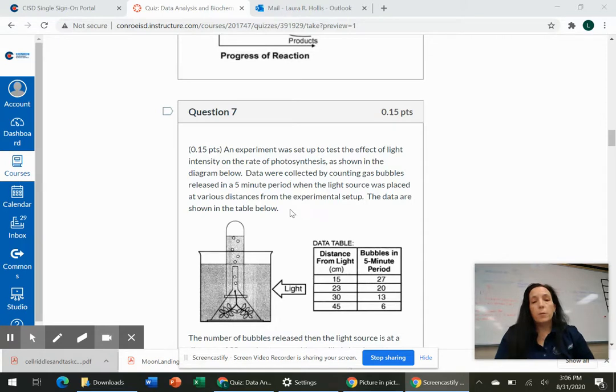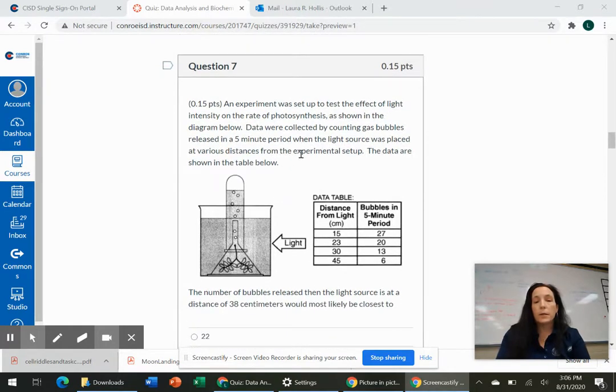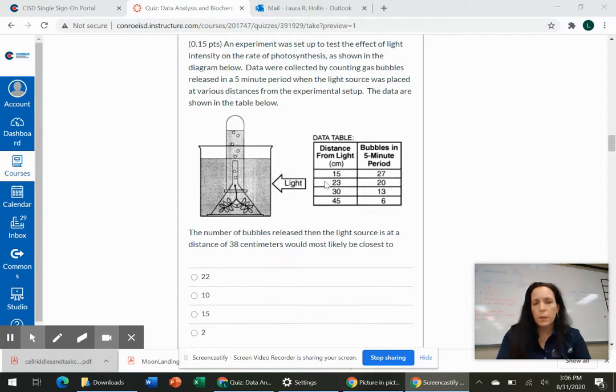Number 7, an experiment was set up to test the effect of light intensity on the rate of photosynthesis, as shown in the diagram below. Data were collected by counting gas bubbles released in a 5-minute period when the light source was placed at various distances from the experimental setup. The data are shown in the table below. So here's your data. Here's the distance from the light, bubbles in a 5-minute period. The number of bubbles released when the light source is at a distance of 38 centimeters would most likely be closest to, and what you need to see is there's no 38 in here. So you're going to assume that 38 goes between 30 and 45. See that?